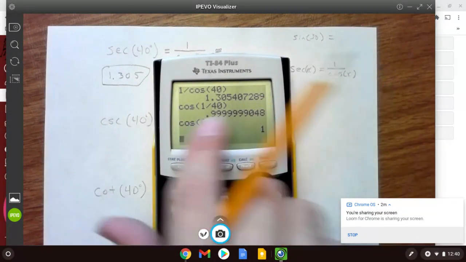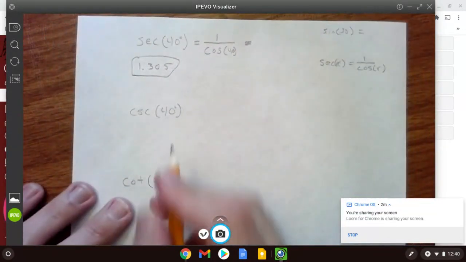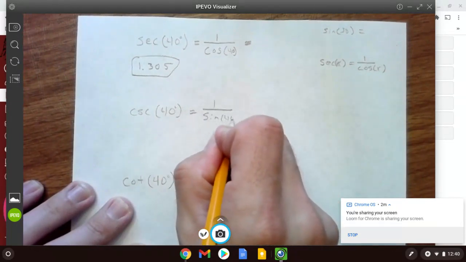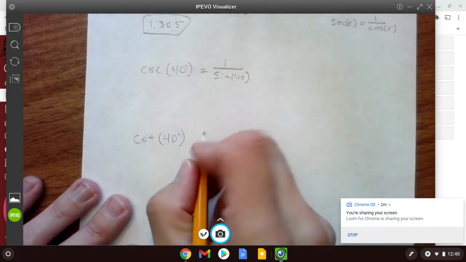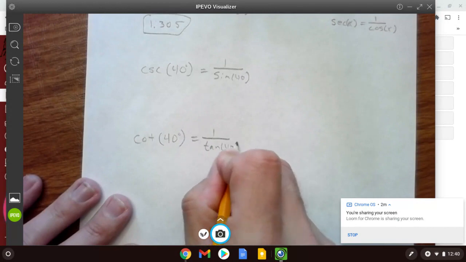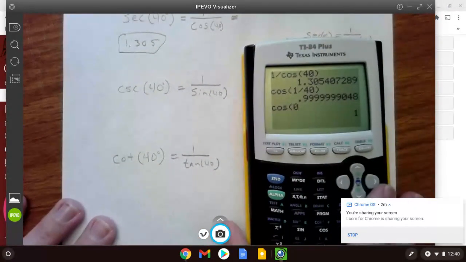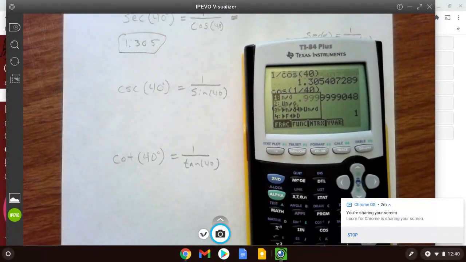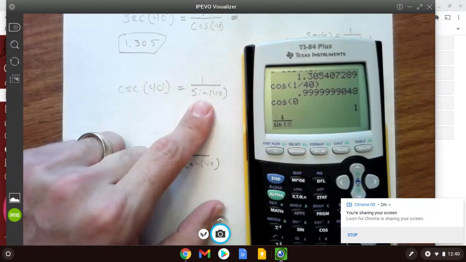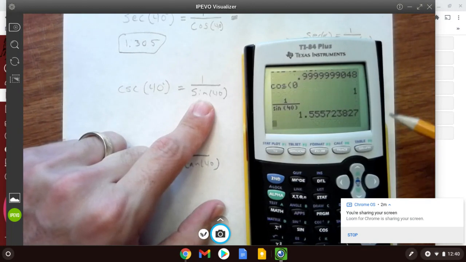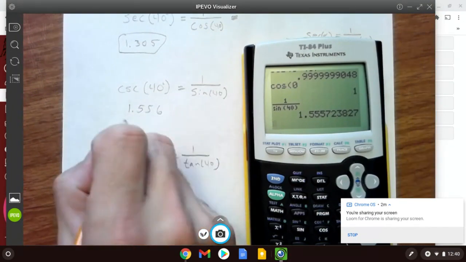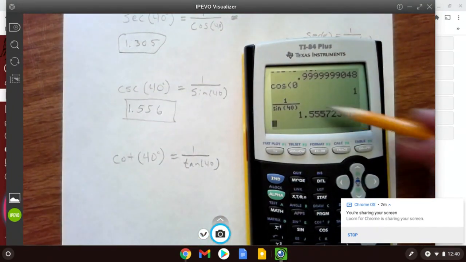Anyway, so for cosecant, all right, we're going to do 1 over sine of 40. And for cotangent, we're going to do 1 over tangent of 40. All right, make my little fraction this time. So 1 over sine of 40 gives me 1.555. 1.556. Kind of round that up.